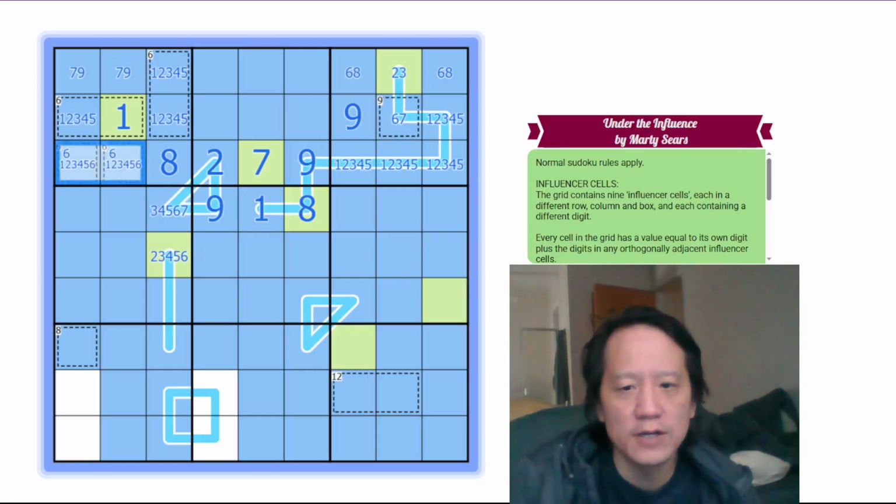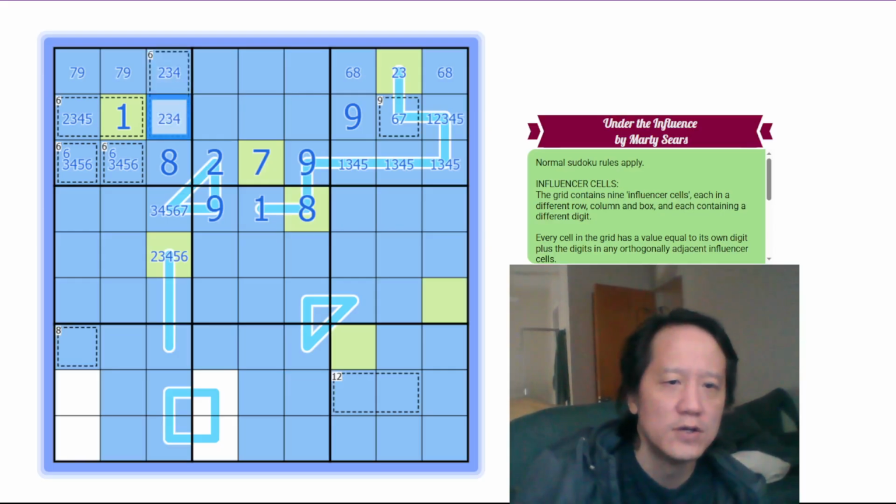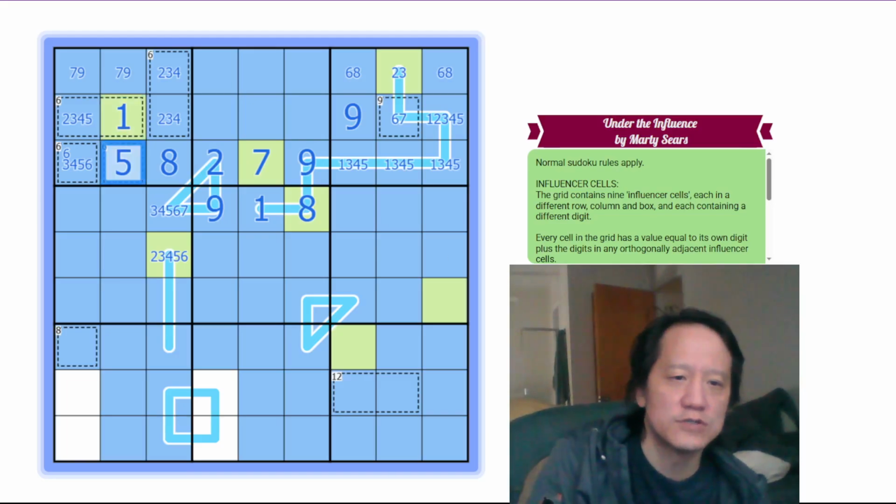2 and 1 cannot be here. This can't be 2. 1 can't, obviously cannot be here. So 5 cannot be here. This must be 1 and 5 adding up to 6. So this is 5, that's 6.